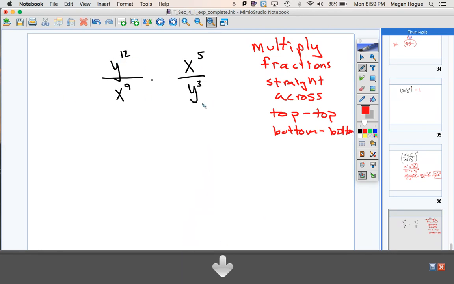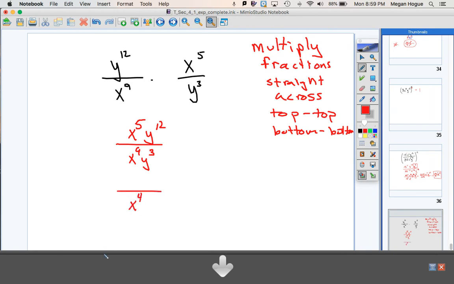So as I multiply across here, it doesn't really change anything. I might rearrange it and say x to the 5th, y to the 12th. On the bottom, I'll keep it in the same order, x to the 9th, y to the 3rd. Once I'm seeing this as one fraction, then I can say, oh wait, this is division. I'm going to subtract. 9 minus 5 is 4.